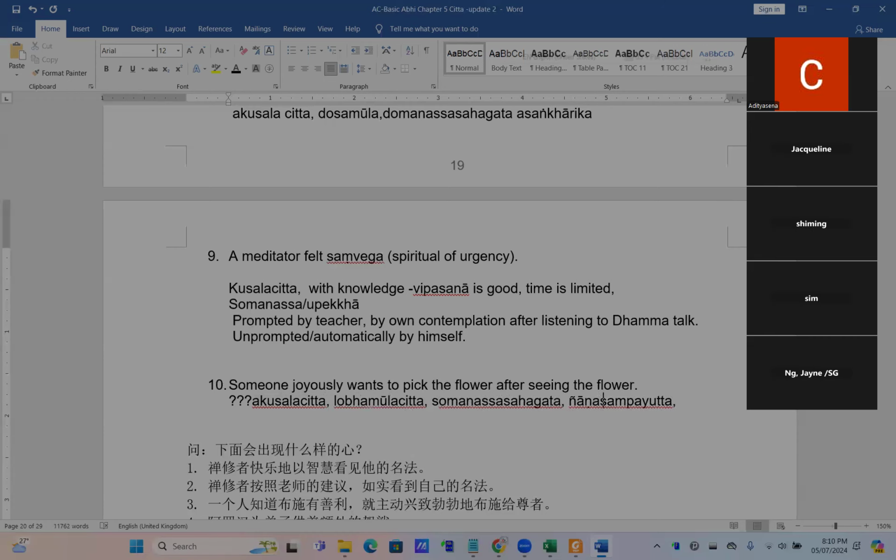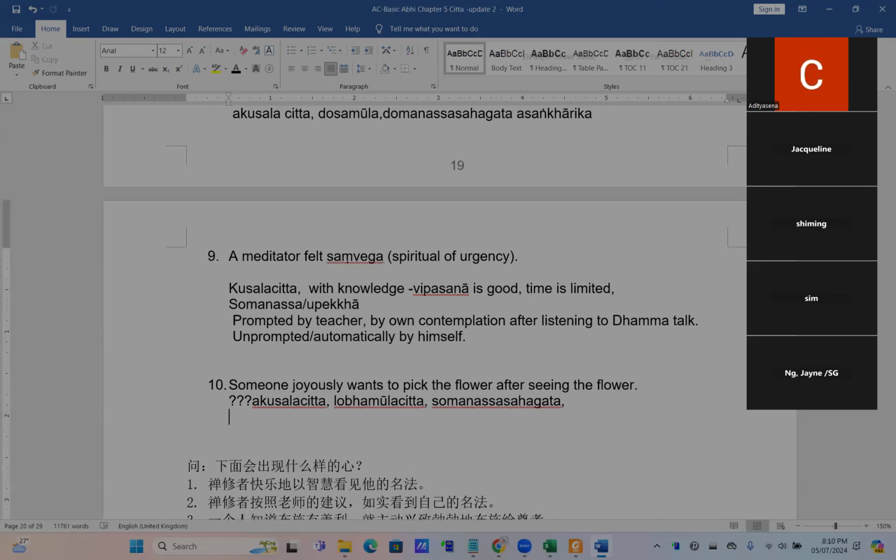So Somanasa Sahagata, correct? Is it Jnana Sampayutta here? It cannot be Jnana Sampayutta. So it should be Ditthigata. Is it Ditthigata here? Is it associated with wrong view? What kind of wrong view does he have? Just greed after seeing the flower. But it might not have any wrong view here. It doesn't have any wrong view here.